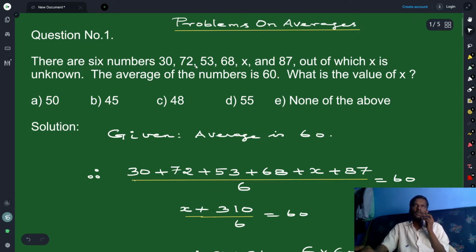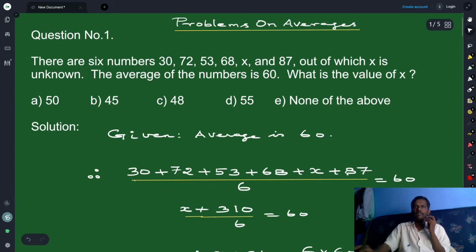So what are we given? We are given in the problem that the average of the 6 numbers is 60, out of which one is not known, which is given to be x. To find the average, we add all the numbers and divide by the total number of numbers. So we add 30 plus 72 plus 53 plus 68 plus x, which is unknown, plus 87, over 6, where 6 is the number of numbers.